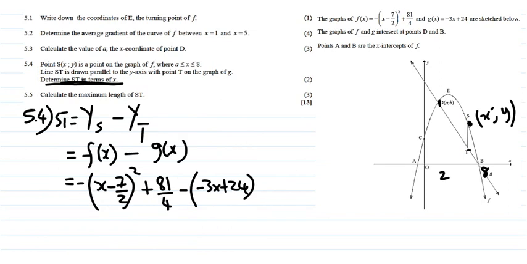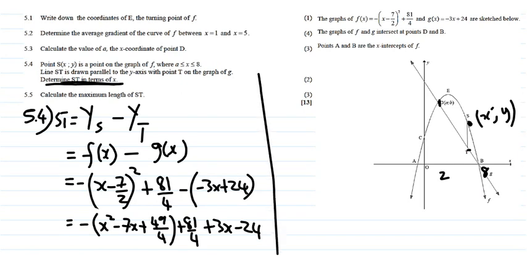X squared. Just be careful of the negative sign again here. This time we may need to consider it. So x squared minus 7x plus 49 over 4 plus 81 over 4. So here's the negative sign kicking in. That thing becomes positive 3x, and that thing becomes negative 24. And we find so far? Yes. Now I'm going to multiply the negative in, and this is what I get.